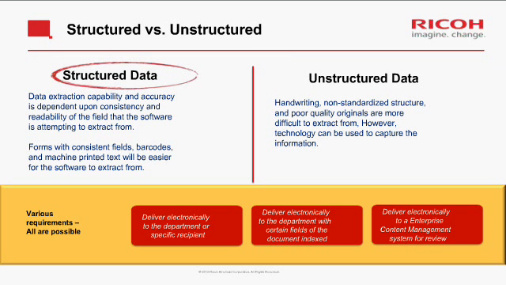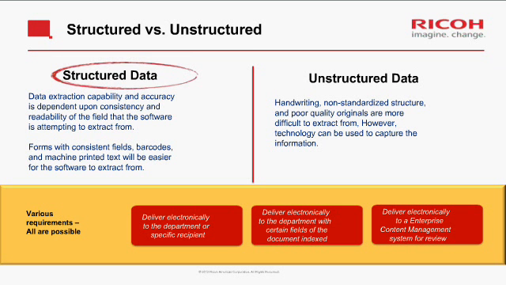A good example of structured data would be a sales order form, because most organizations use the same structure inside their sales order form. Whereas a good example of unstructured data might be an invoice, because they might get invoices from a lot of different vendors, and the invoices are all going to look a little different. The thing to remember is that regardless of how the information comes in, structured or unstructured, there are various requirements, and all are possible. So down at the bottom here, you see deliver electronically to a department or a specific recipient.